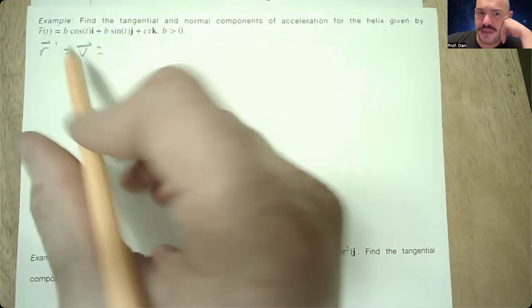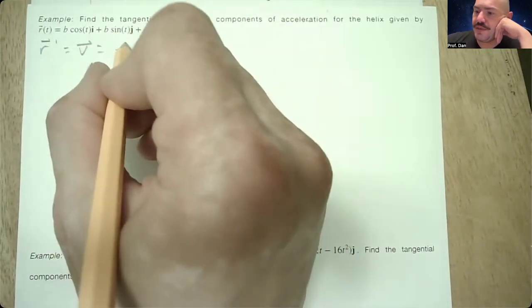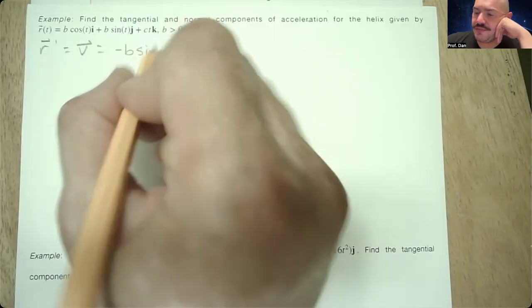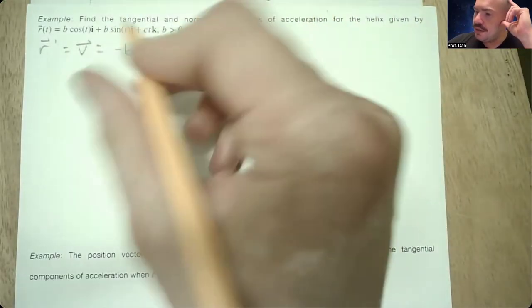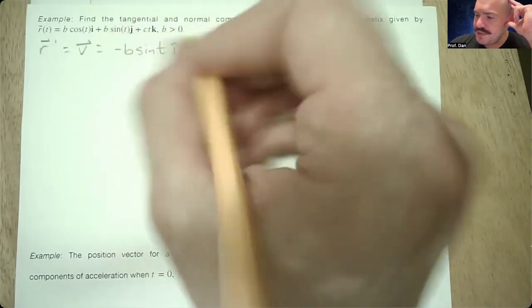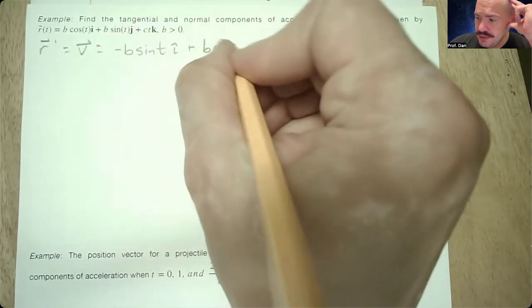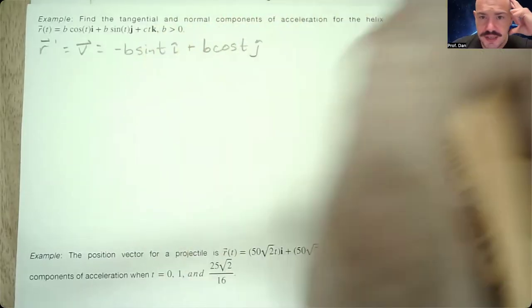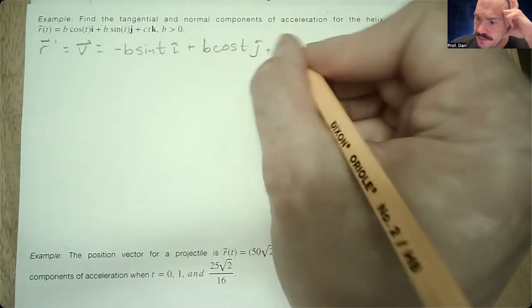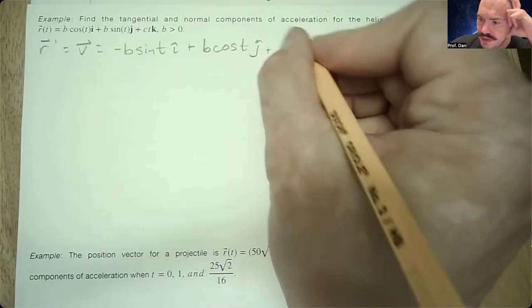So the derivative of b cosine of t will be negative b sine of t, i. The derivative of b sine of t is b cosine of t, j. And then the derivative of ct is c, and that's k.